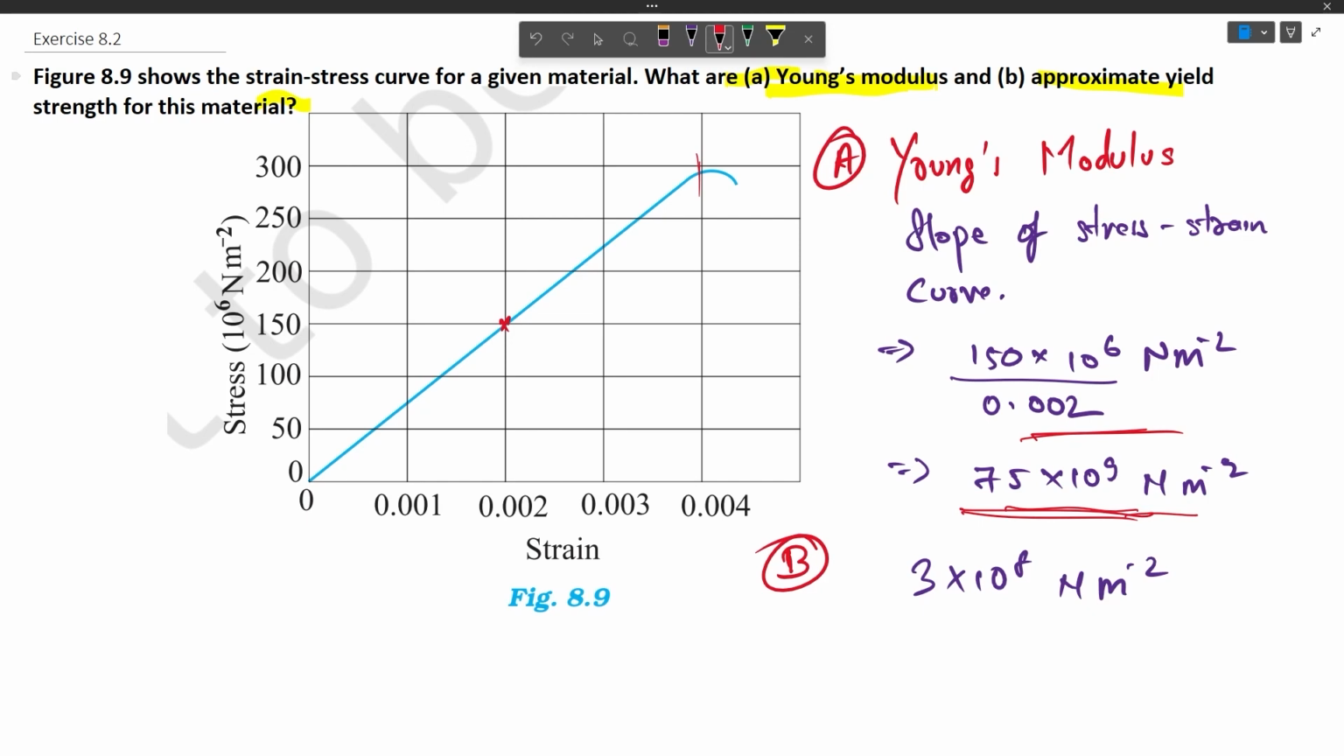And to find the approximate yield strength of this material, we see that the straight line deviates at this point, so we can say that this is the approximate yield strength of the material. So its yield strength would be equal to 3 into 10 to the power 8 Newton per meter square. Thank you.